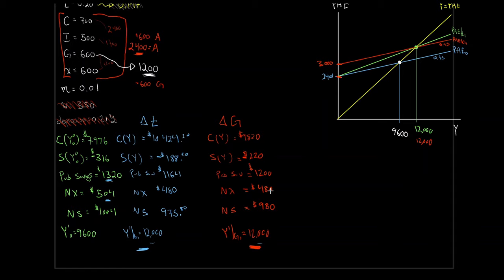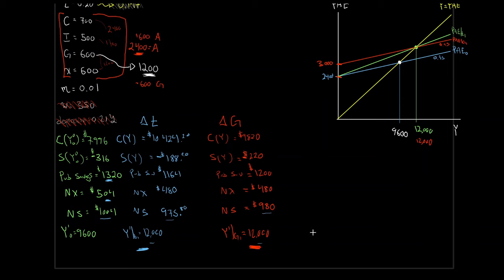National savings, right? We just talked about that. We saw that public savings dropped in both scenarios. Private savings rose slightly, but altogether, national savings fell from 1004 to 975.80 to 980. See a bit of a distinction there.